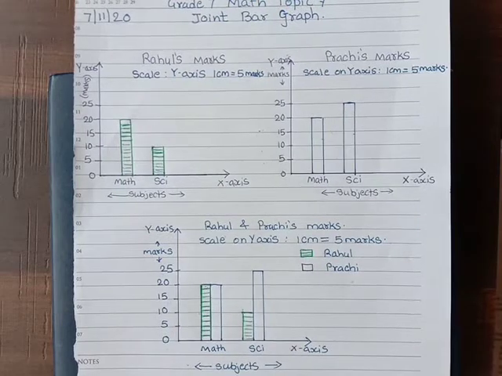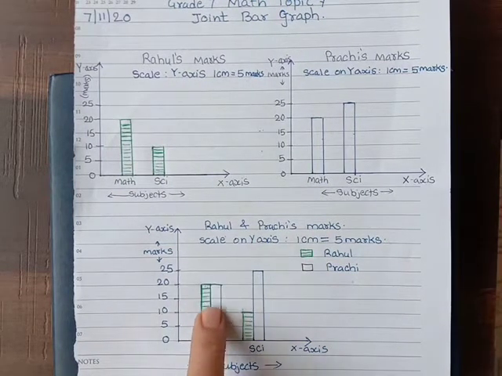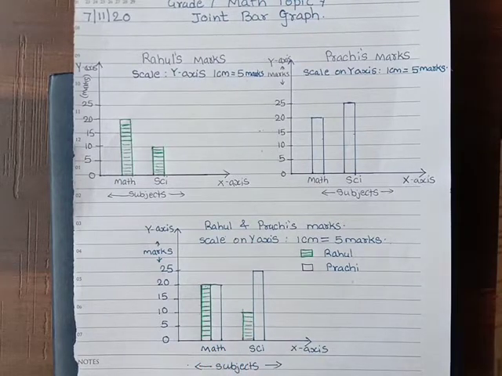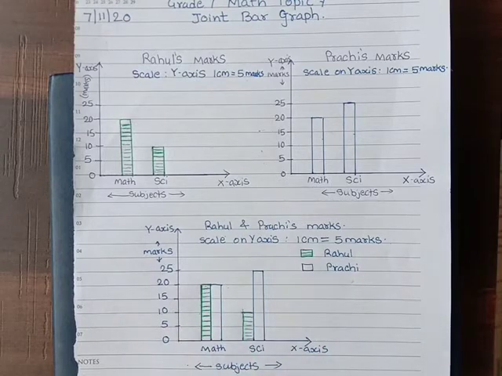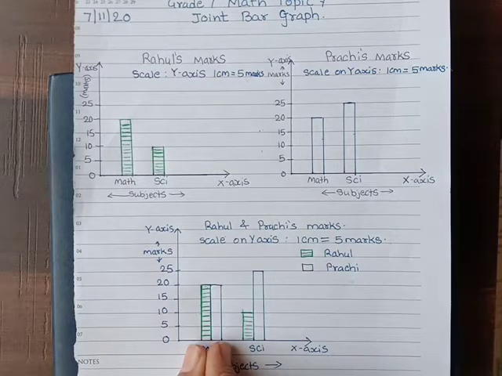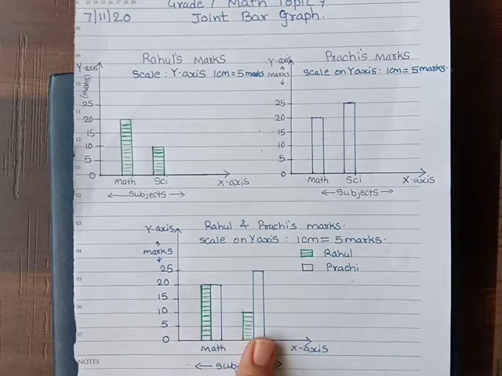Now there are some important things which you should remember. First, the width of all the columns should be the same while drawing the joint bar graph. See, the width is the same over here for all the columns. Second important thing, the distance between any two consecutive sets. Now this is a set of joint bars. In one set there are two bars. Are you understanding me? So the distance between any two consecutive sets of joint bars should be equal.